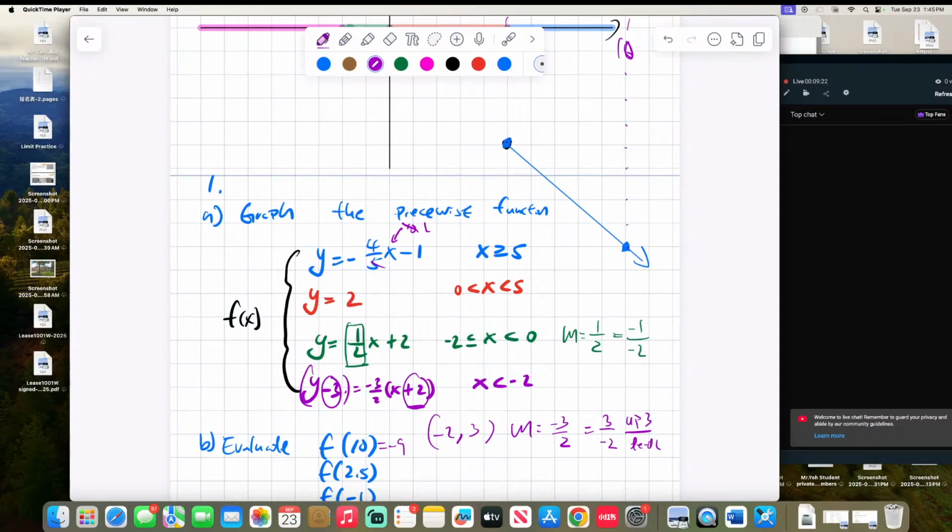Great question. Can anybody answer it, Josiah? Yes, Elizabeth. Because of the restrictions, right? Yes, because of the restrictions. Okay, explain to her the restrictions. So you plug f of 10 into the one that has the restriction of x is greater than or equal to 5, because 10 is greater than or equal to 5. Did that answer your question, Josiah?